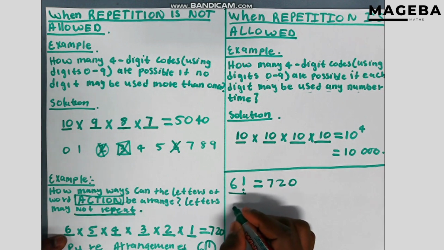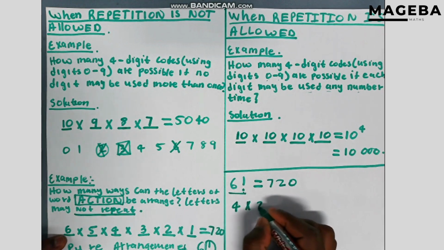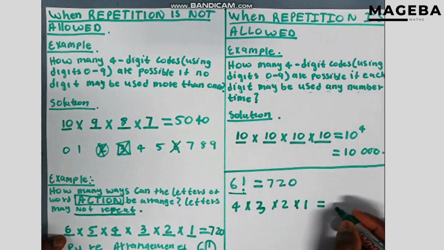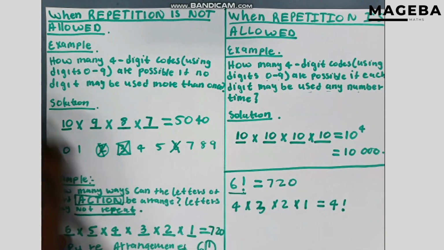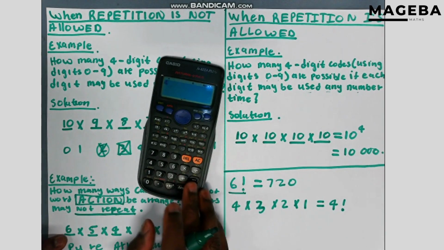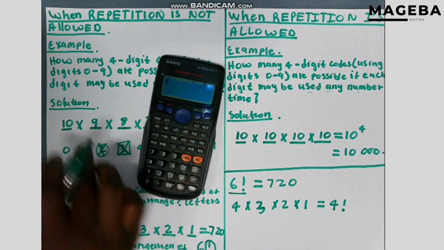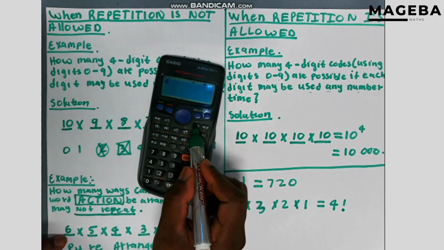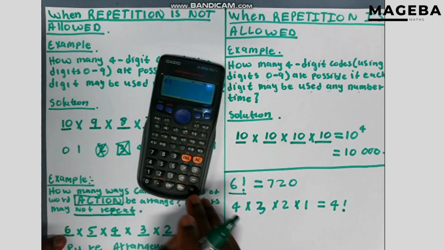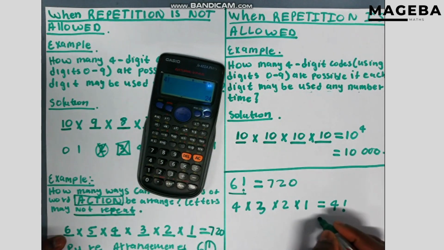Let's make another example. Let's say we have 4 times 3 times 2, and then times 1. This one we're going to say is 4 factorial. What is 4 factorial? How to do factorial? It's 4, shift, and then we press this button here on your calculator. That sign comes up here, press equals, and 4 factorial is equal to 24.